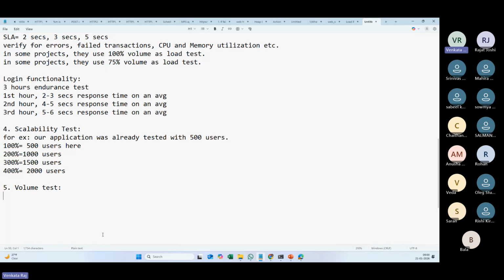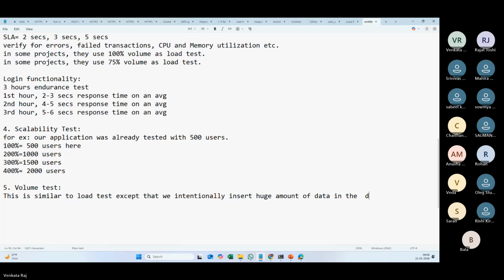Okay, so for example, this is similar to load test, except that we intentionally insert a huge amount of data in the database, and then run a test with the same users as the load test.